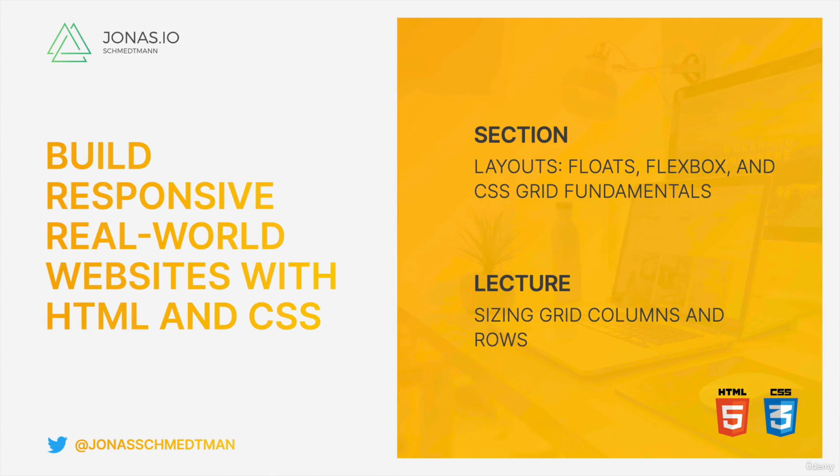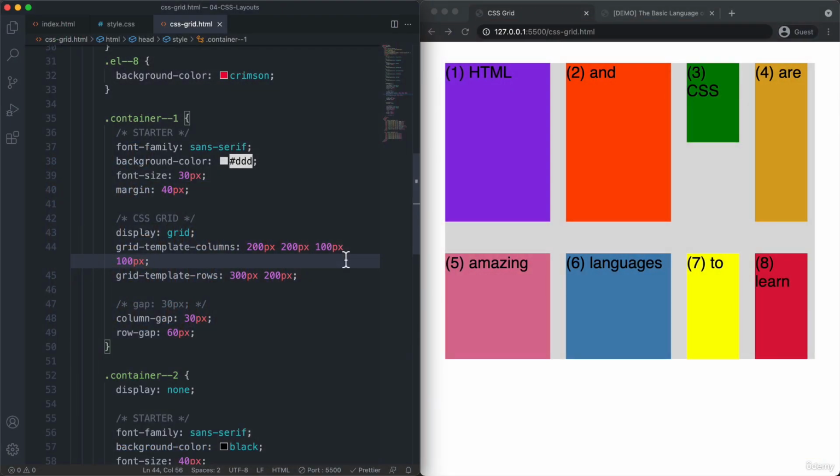Welcome back after that hopefully helpful theory lecture. So now let's keep talking about creating and sizing grid columns and grid rows. In our very first lecture about CSS Grid, we already learned how to create columns and rows like this, right? Now, for me, most of the magic of CSS Grid comes from a very new unit, which is the fr unit.